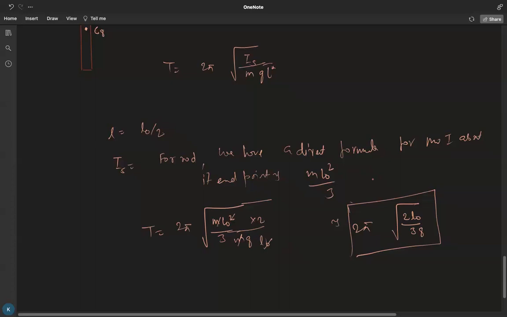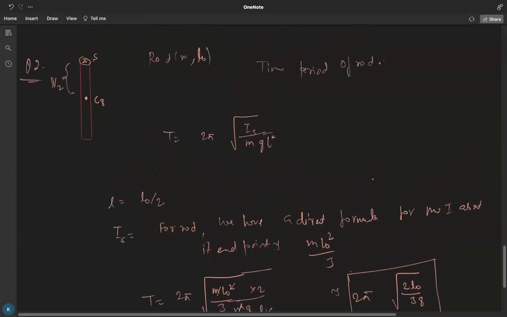So the thing that you have to do is simple. You have to find the center of gravity of the rigid body, then find the distance between the suspension point and the center of gravity of the rigid body, and then simply find the moment of inertia about the suspension point. If you are able to find these three things, you just have to put the values in the formula, right?